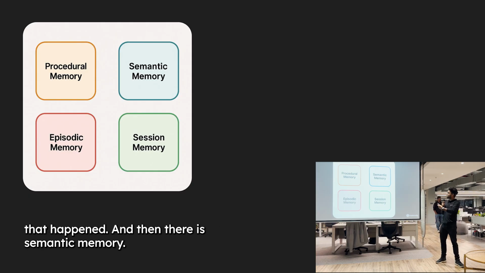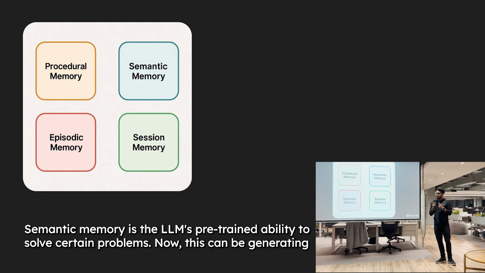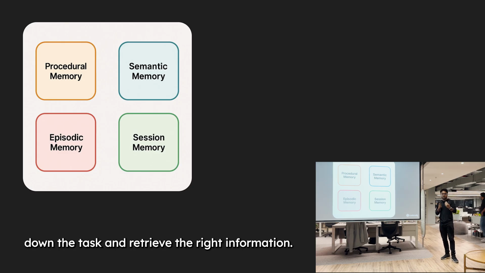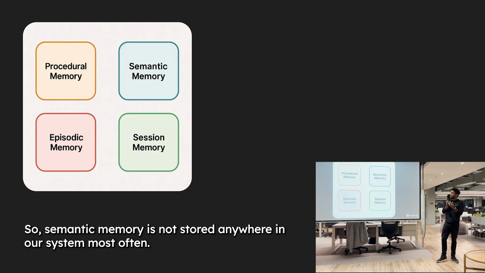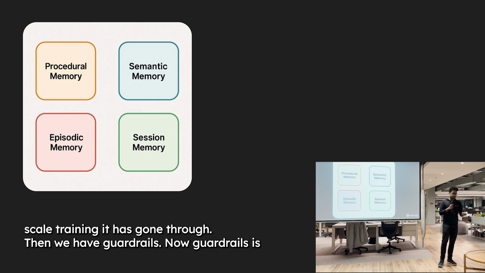And then there is semantic memory. Semantic memory is the LLM's pre-trained ability to solve certain problems. Now, this can be generating code, this might be something like generating human-like responses, or being able to break down the task and retrieve the right information. So, semantic memory is not stored anywhere in our system most often. It's the memory it has gained by the large-scale training it has gone through.